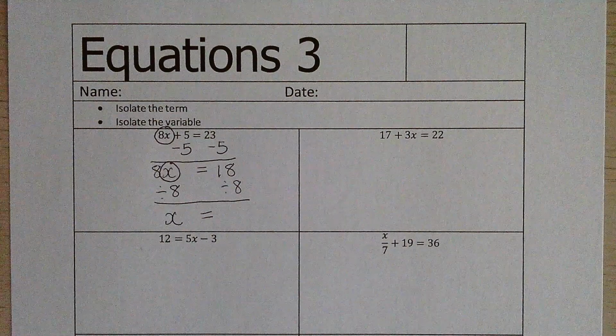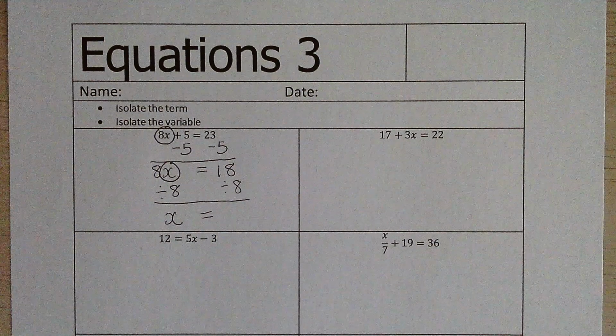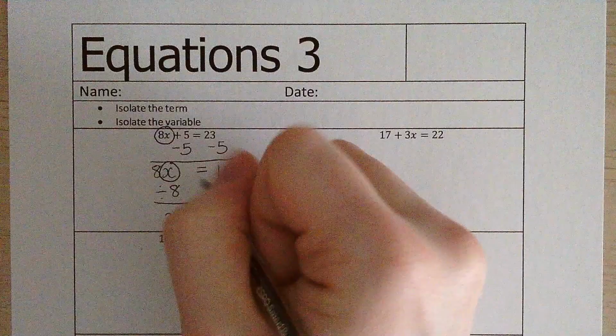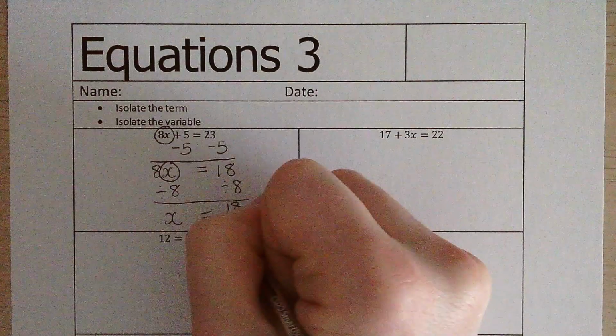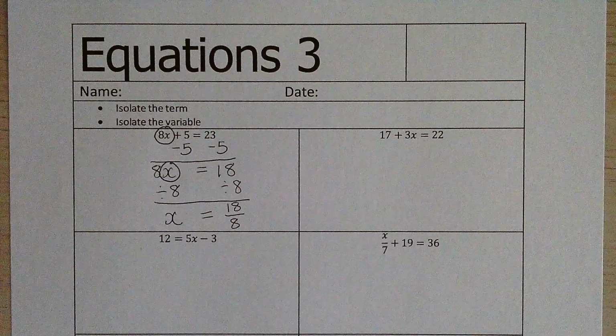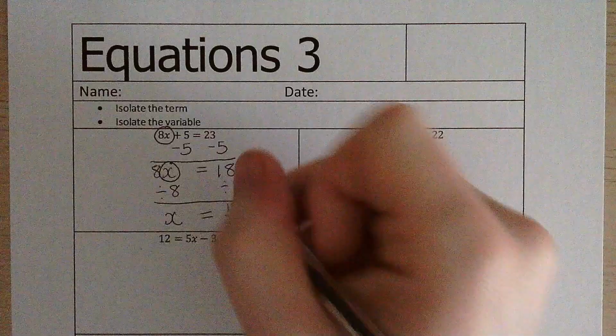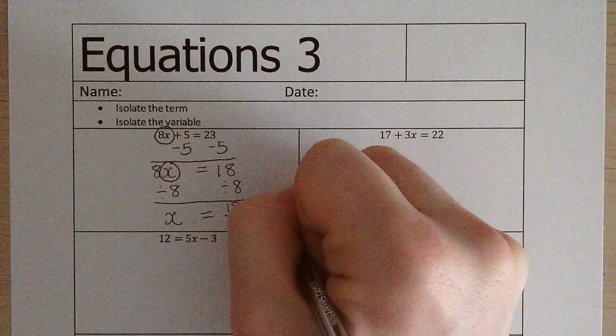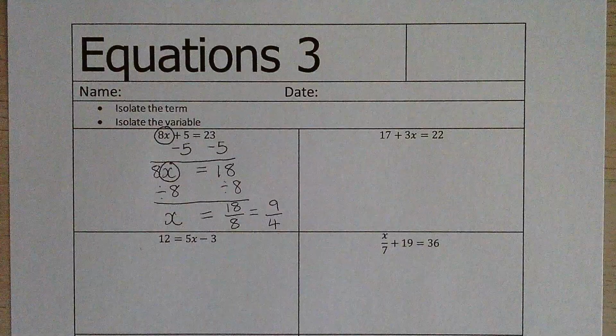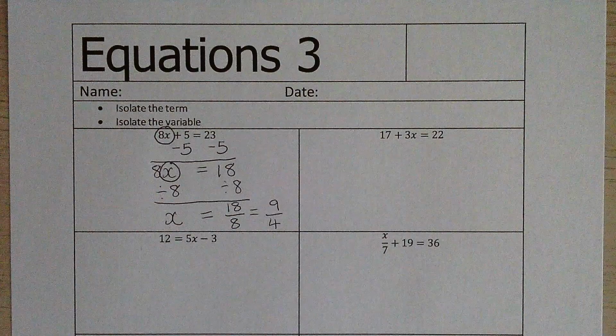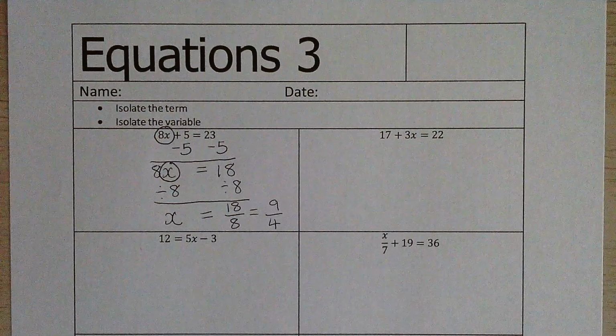And a reminder, if we can't do the division, then we can just keep it as a fraction. So 18 over 8. That fraction does simplify to give us 9 over 4. Both answers are accepted as final answers.